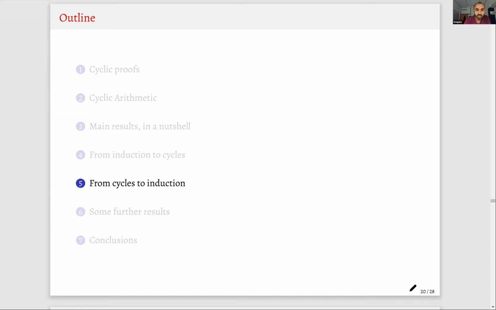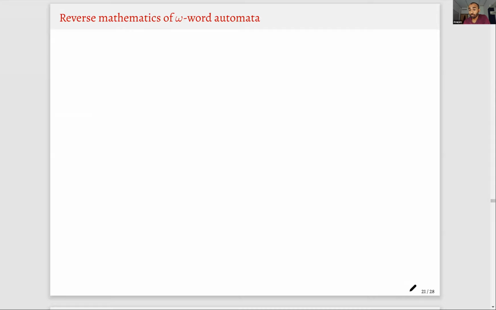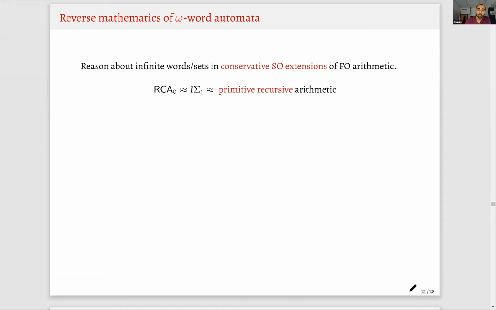Now in the other direction, I won't say too much, but like I say, we employ the setting of reverse arithmetics, second order arithmetic, in order to talk about omega word automata. The particular working theory is RCA zero, which is like ACA zero, but for I sigma one instead. So you can see it as the second order theory that captures primitive recursive arithmetic.